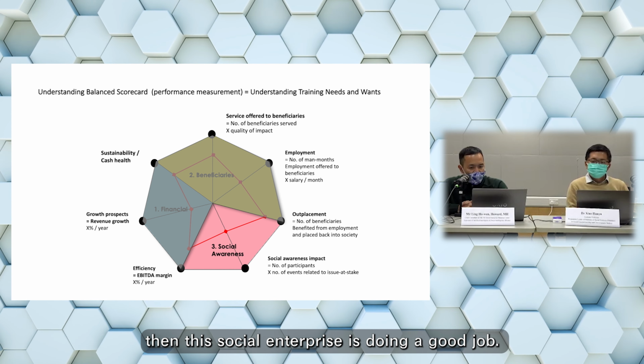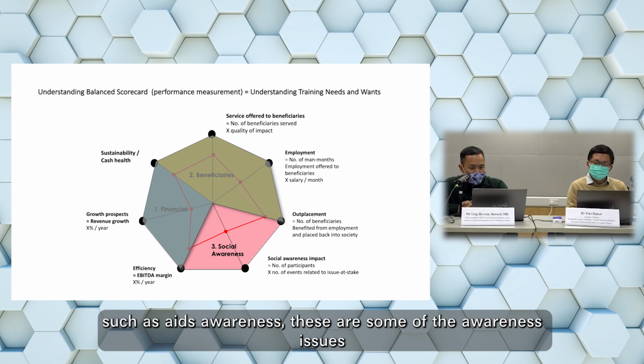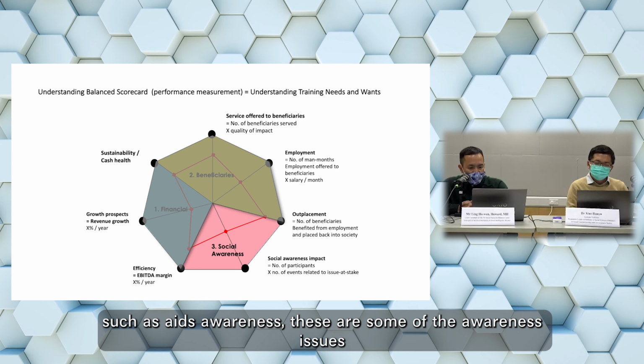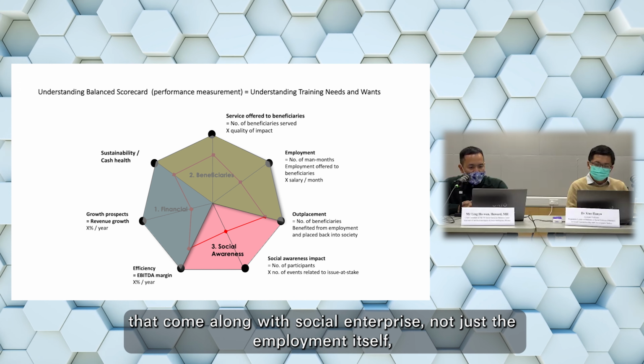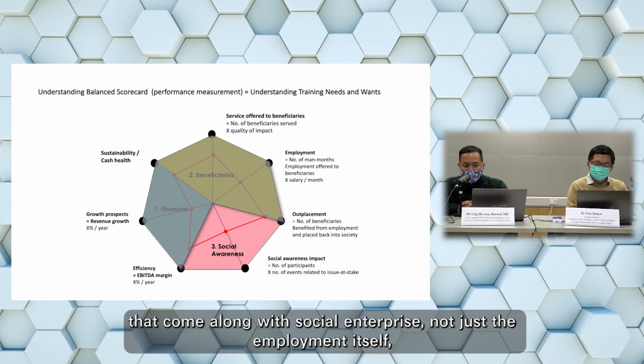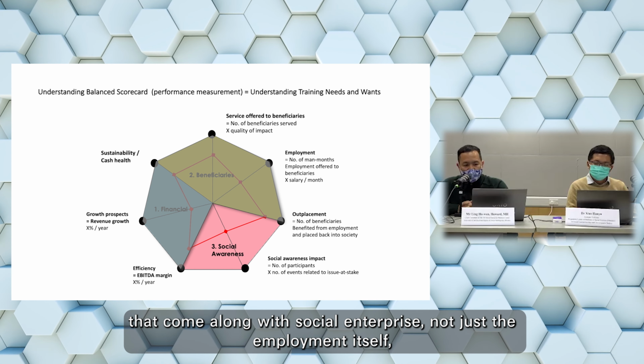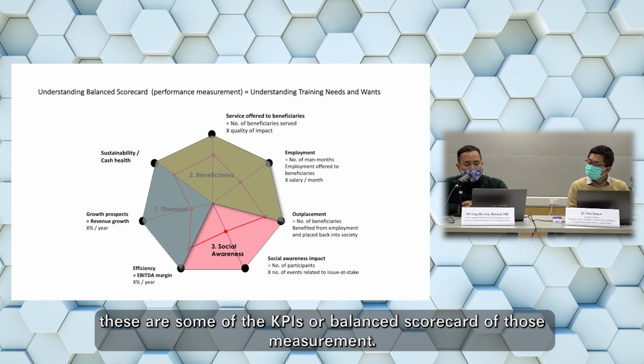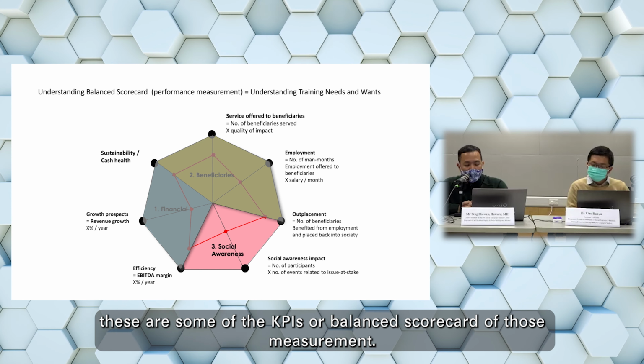This social enterprise is doing a good job, such as with AIDS awareness. These are some of the awareness issues that come along with the social enterprise, not just the employment itself. So these are some of the KPIs or balanced scorecard of those measurements.